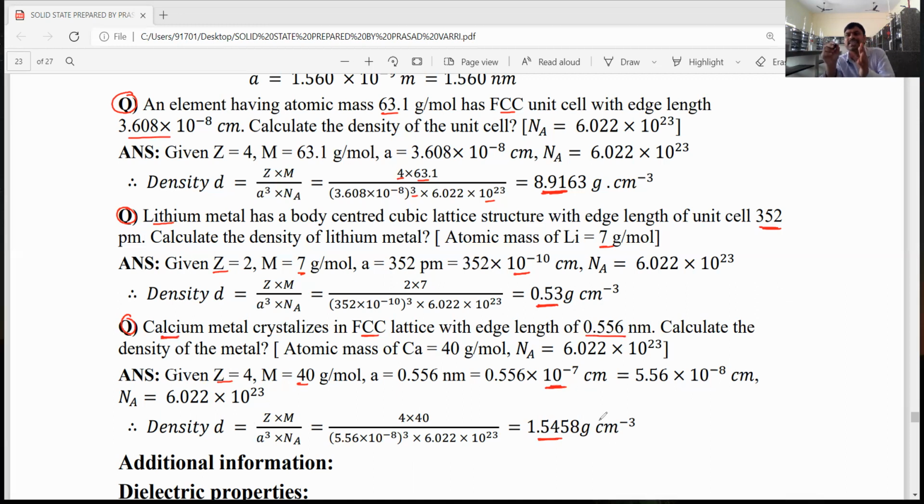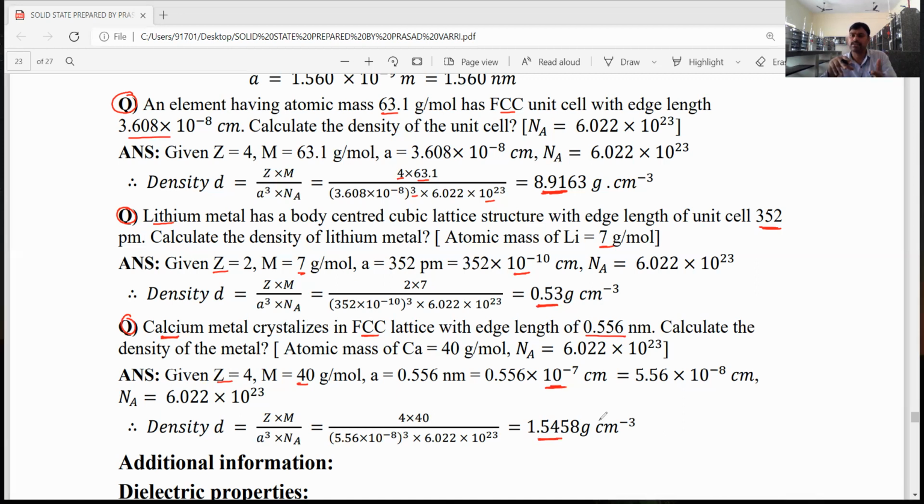So here the important thing is the density. While calculating density, edge lengths are given in centimeters or nanometers or picometers. We have to observe how they are giving. Whether they gave picometers, you have to convert it into centimeters. If they gave nanometers, you have to convert it into centimeters. 1 picometer is equal to 10 to the power of minus 10 centimeters. 1 nanometer is equal to 10 to the power of minus 7 centimeters.